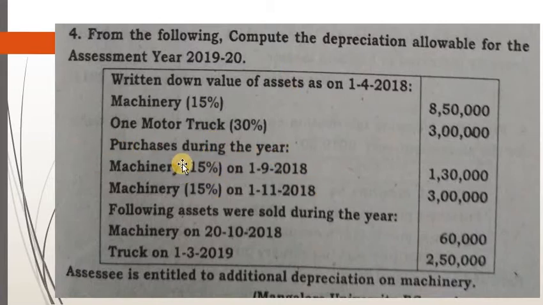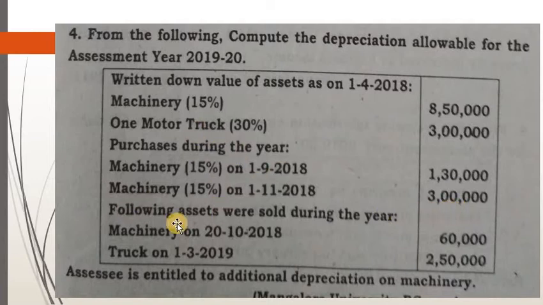They have given here the purchases during the year. For machinery, they have given the date also. The date is very important to calculate the depreciation, whether it is a full depreciation or whether it is 50%. So machinery, the rate of depreciation is 15%, purchased on 1/9/2018, for 1,30,000. Then machinery, again there was another purchase on 1/11/2018, for 3 lakh.